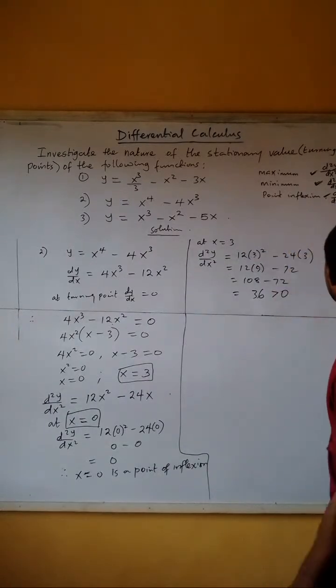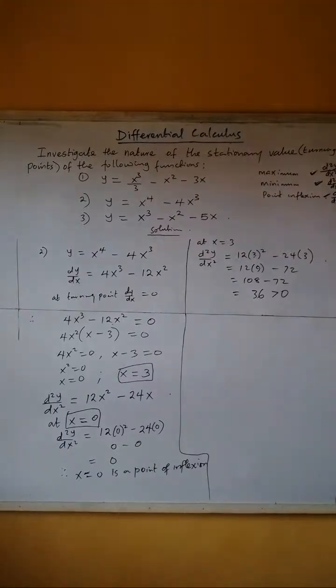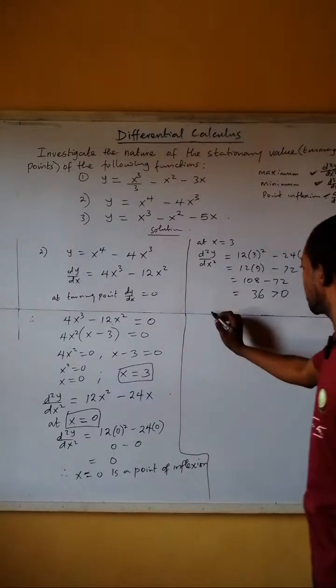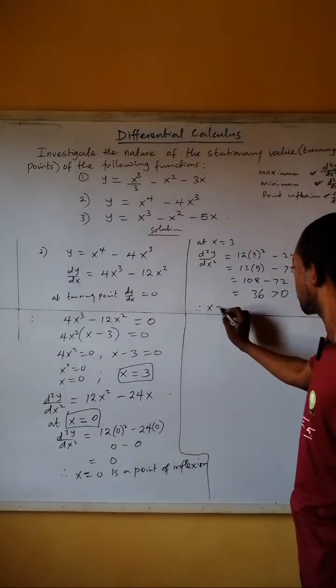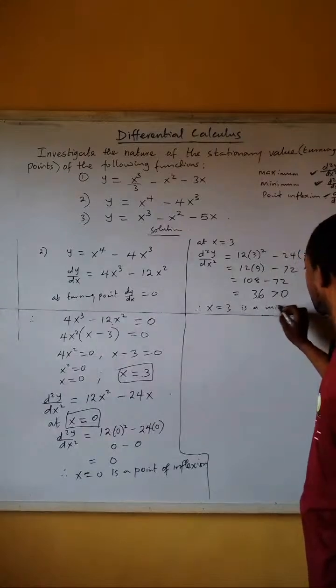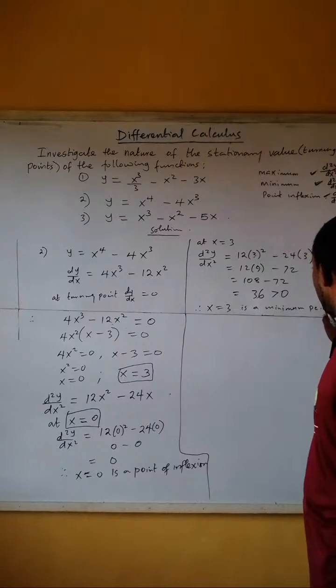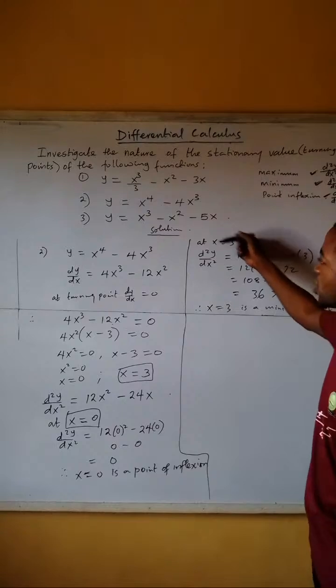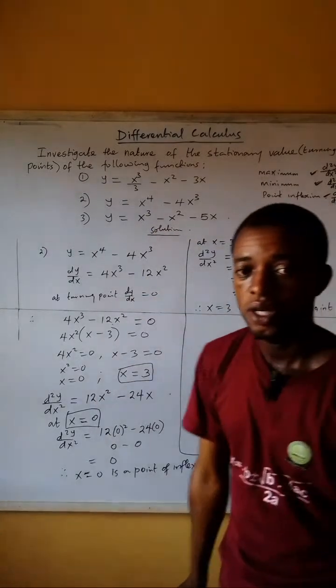That means when d squared y by dx squared is greater than 0, we have a minimum point. That's what we have, minimum point. So we can then say, therefore, x equals 3 is a minimum point. And we can also get the minimum value by substituting x equals 3 into the function given. So that will give us a minimum value.